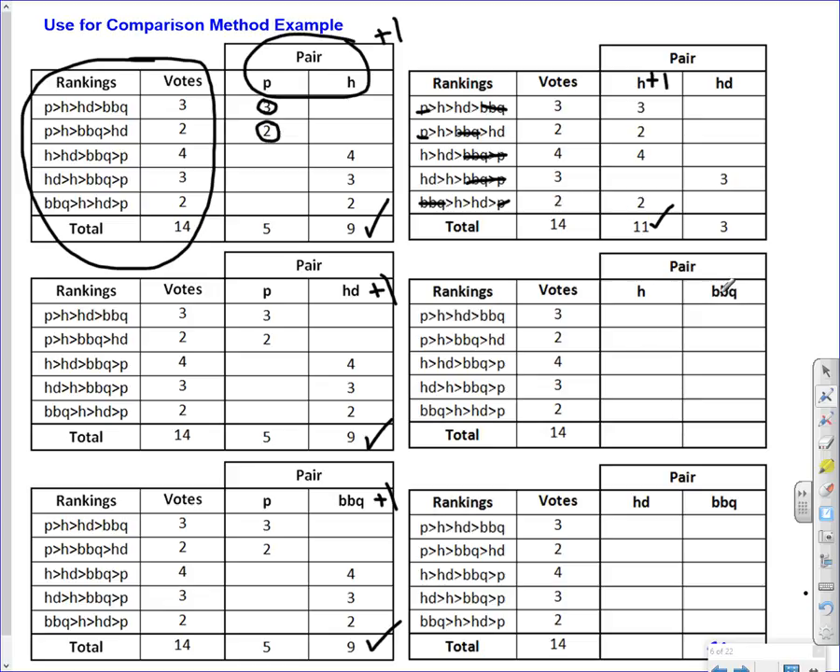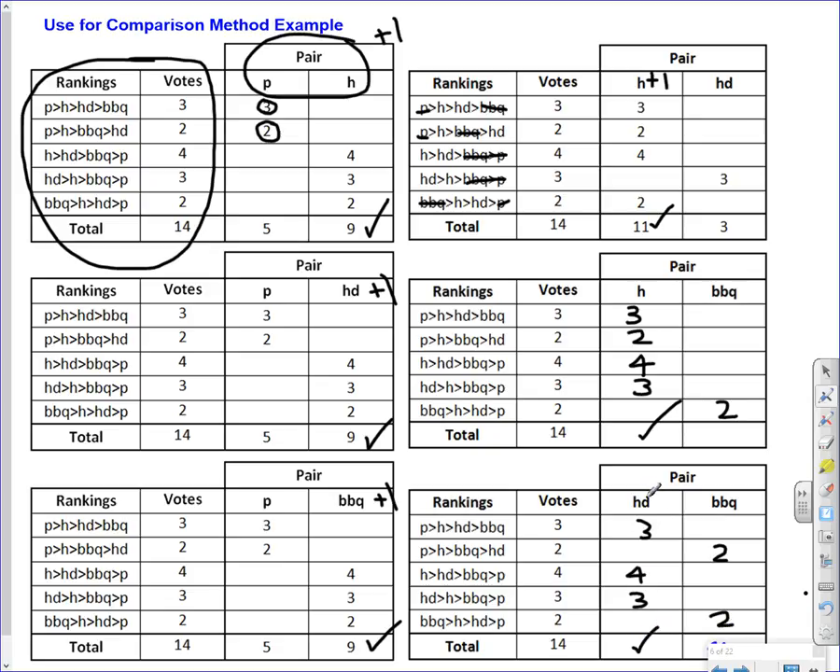So we're looking here, hamburger versus barbecue. Hamburger beat barbecue here, here, and here. And then this last one, barbecue beat hamburger. Okay, so obviously hamburger is going to win there, right? Now down here, we've got hot dog versus barbecue. So hot dog won here, barbecue won here, hot dog beat barbecue here, hot dog won here, and barbecue won here. So we have 4, and here we have 10, right?